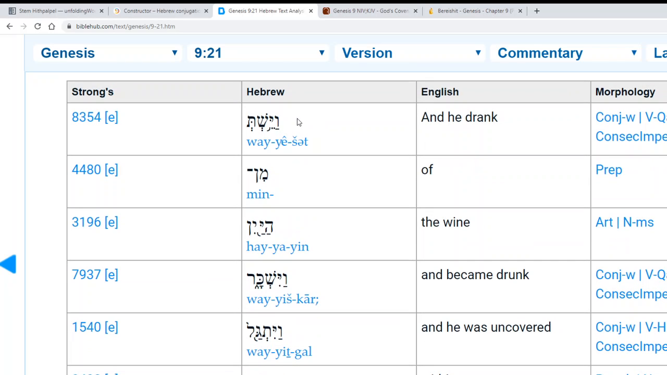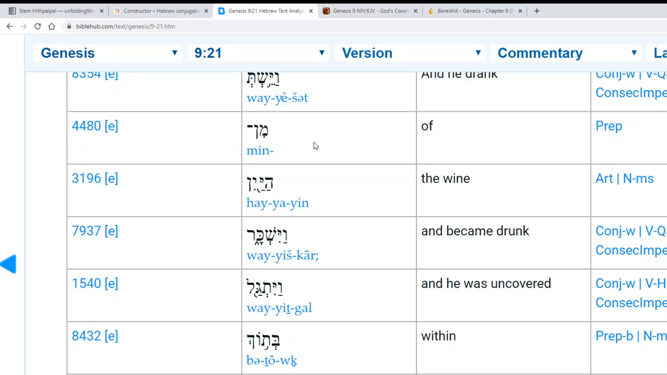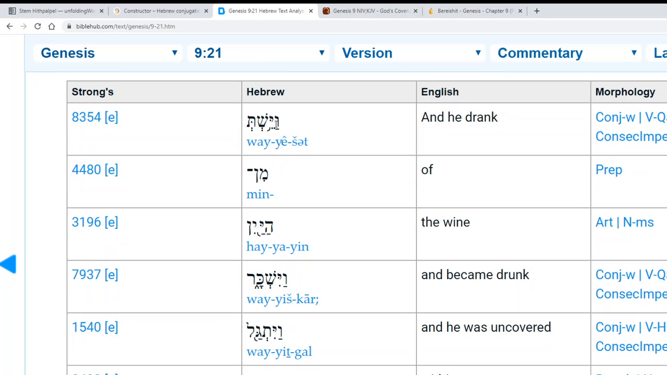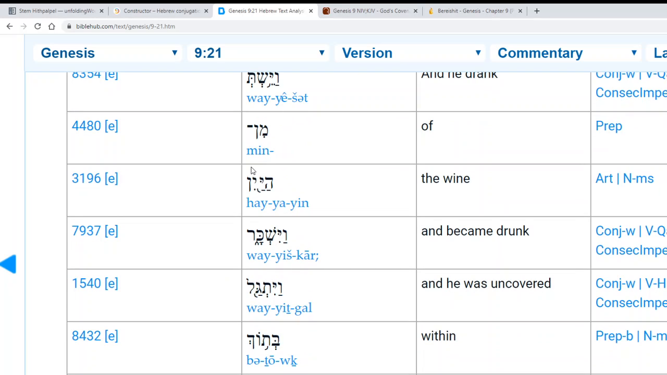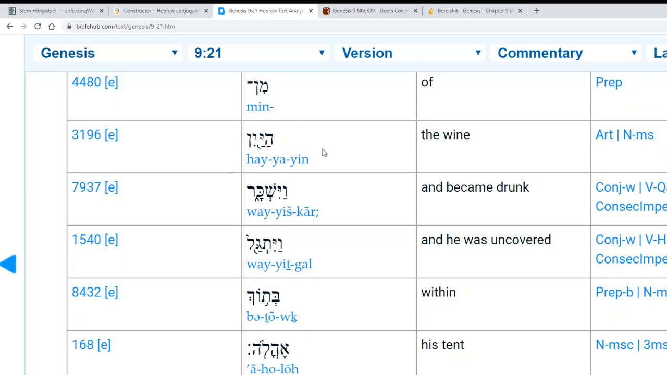Sad goings on here. Vayesht min hayayin vayishkar vayitgal betoch ohalo. Conjunctive vav, yesht. So the root here is shin taf hey, to drink. It's in the imperfect, but the vav is flipping it. So, and he drank. Min hayayin, so the preposition min, hayayin, the wine. Article hey. Yain is a word that shows up many times. It's wine. This may be the first time we've had wine.